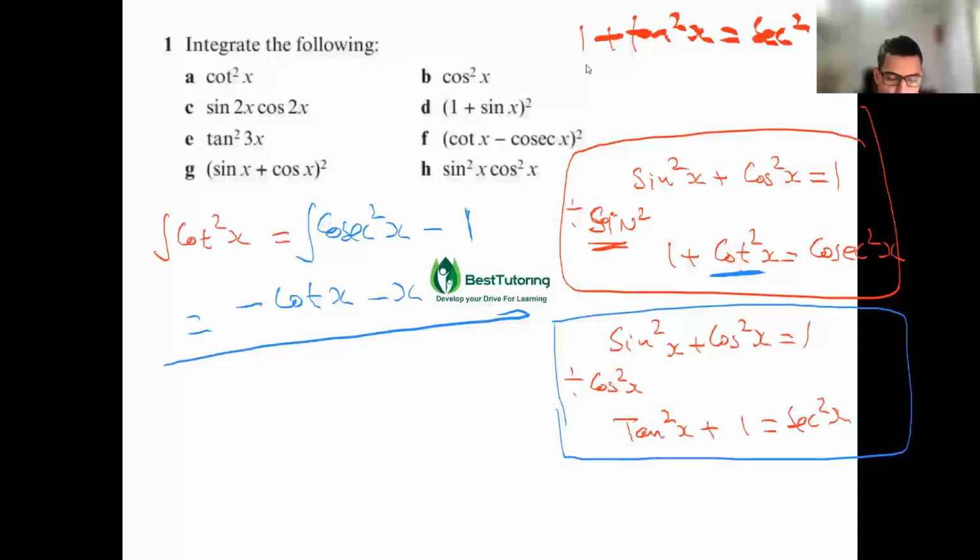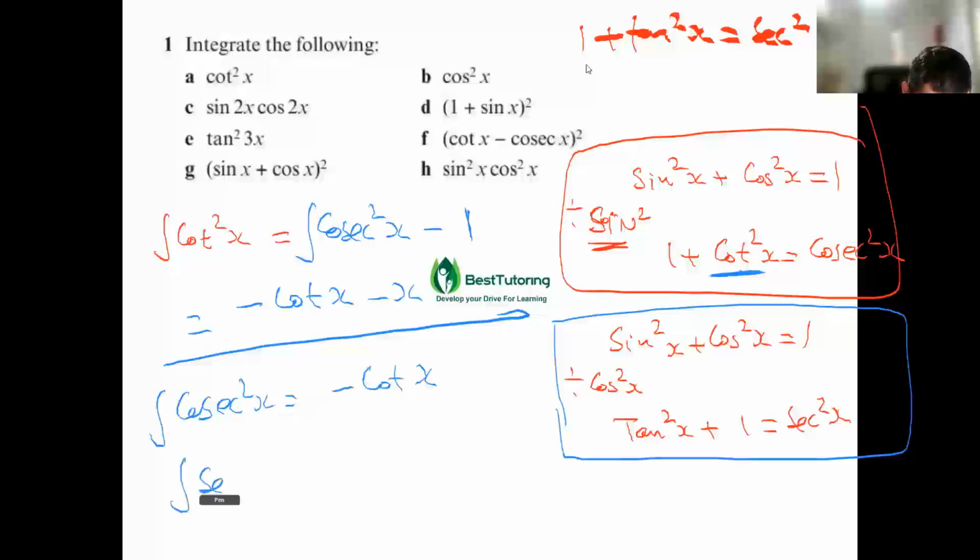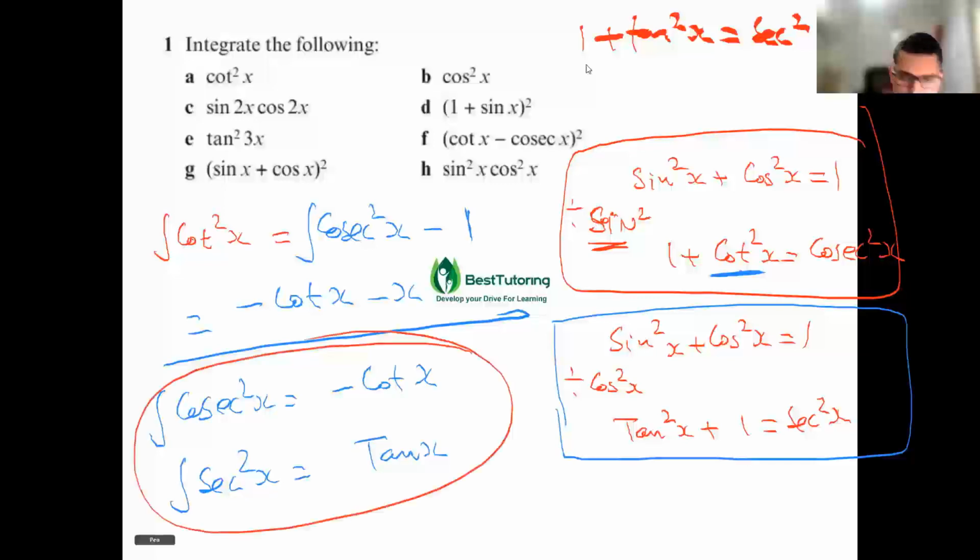Minus cot x. The way I remember, we know the integration of cosec square x is equal to minus cot x, and similarly the integration of sec square x is tan x. That is what I mean by them being sort of similar. So that's what it is.